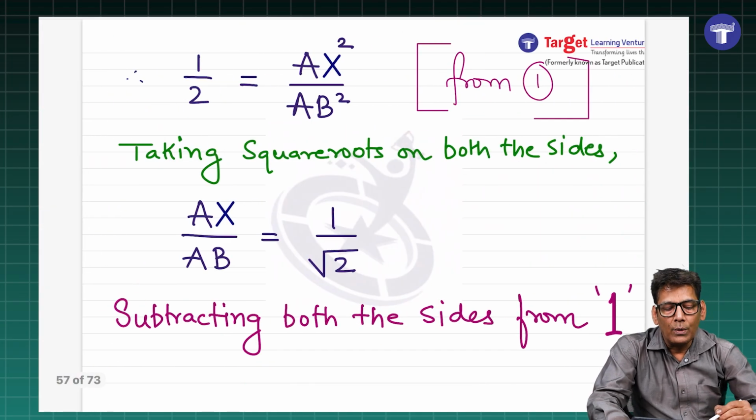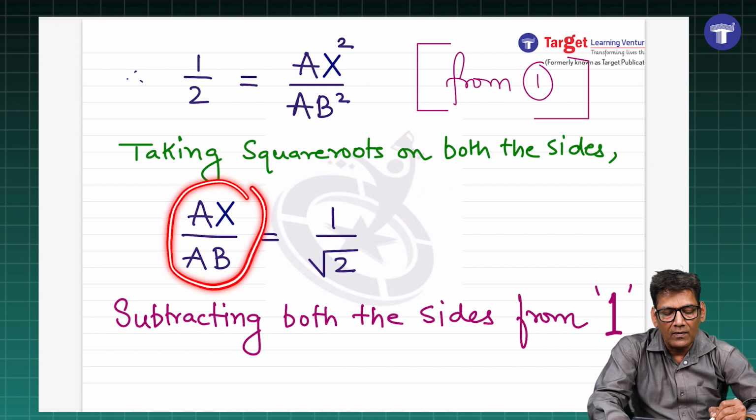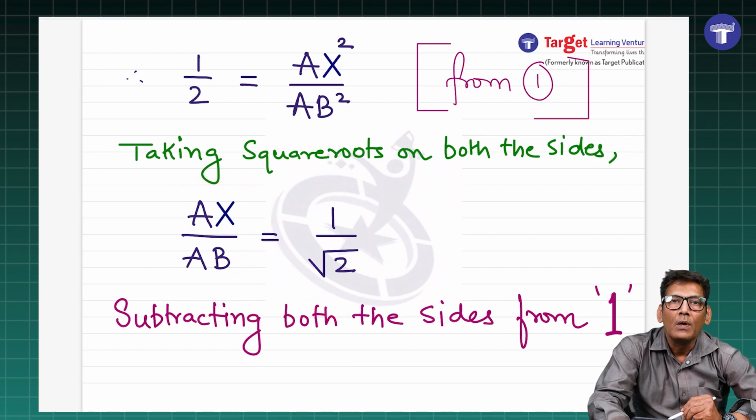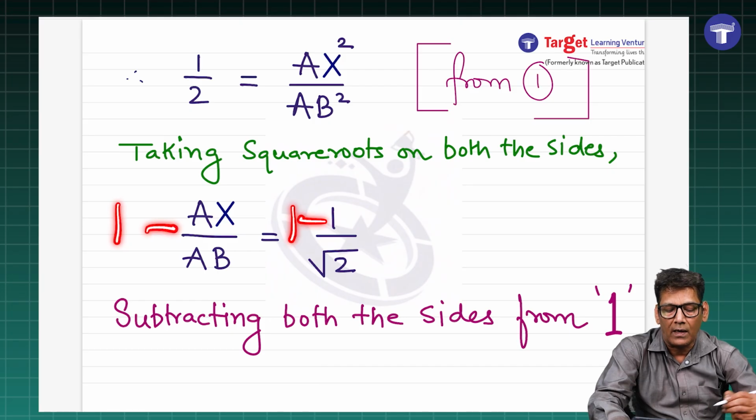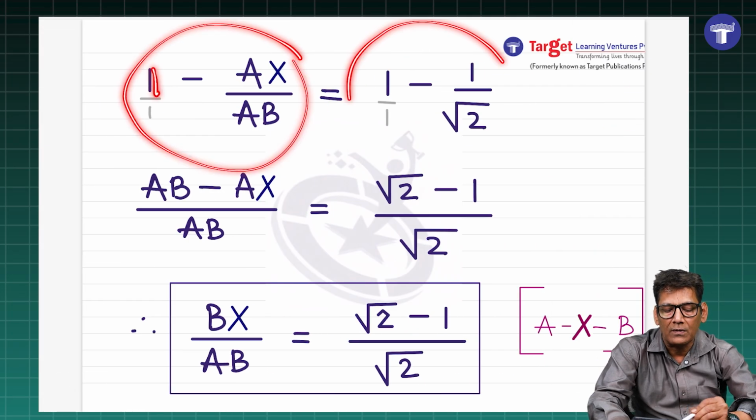Then you get half is equal to AX square upon AB square, taking square roots on both the sides. So you get AX upon AB is equal to 1 upon root 2. Now to get the required answer, we subtract both the sides from 1. So it's 1 minus LHS and 1 minus RHS. So 1 minus LHS is equal to 1 minus RHS.